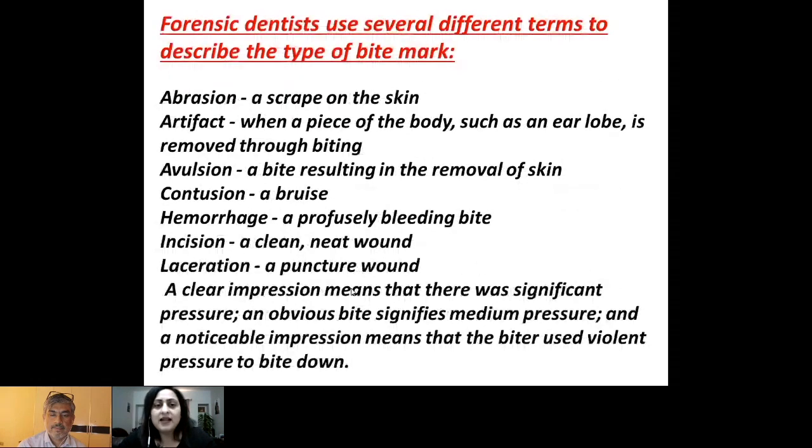How do we describe the type of bite marks? There are 7 types. Abrasion, that is just a scrape on the skin. Artifact, when a piece of the body, such as an earlobe, is removed through biting. Avulsion is a bite resulting in the removal of skin. Contusion is a bruise. Hemorrhage is a profusely bleeding bite. Incision is a clean, neat wound. Laceration is a puncture wound.